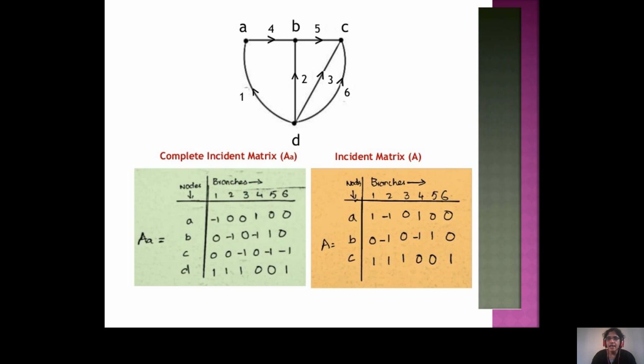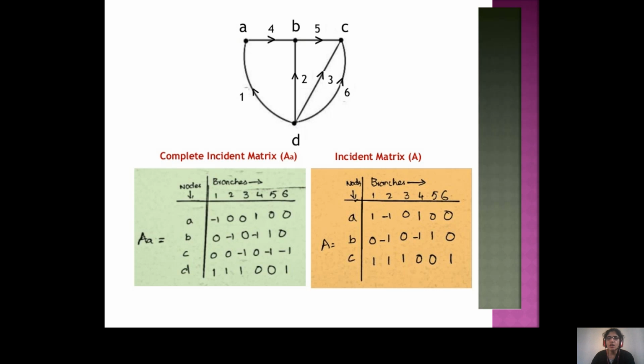Next, this is another example. So here also there are nodes A, B, C, D, 4 nodes must be there, and the branches are 1, 2, 3, 4, 5, 6. So, for branch A, what are the nodes related? 1 and 4. 1 is towards the node, -1, and 4 is away from the node, +1, and the remaining are not related, put 0.